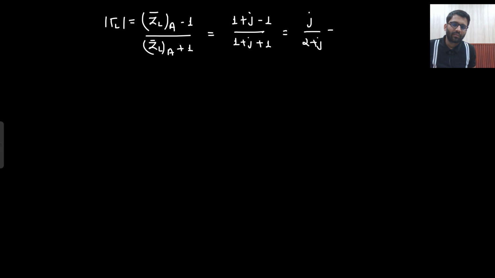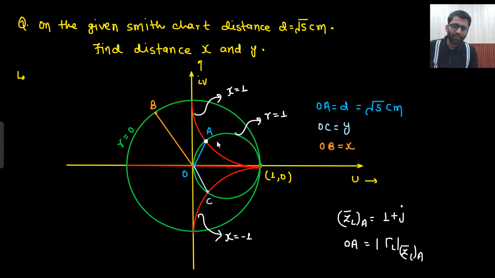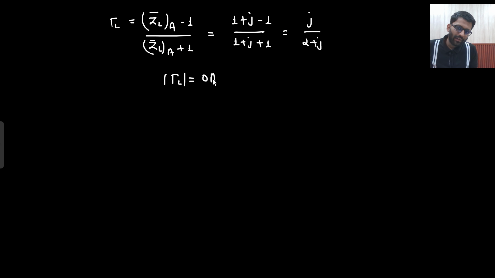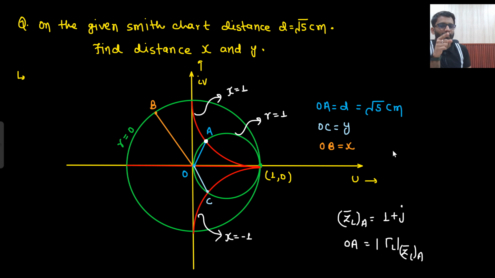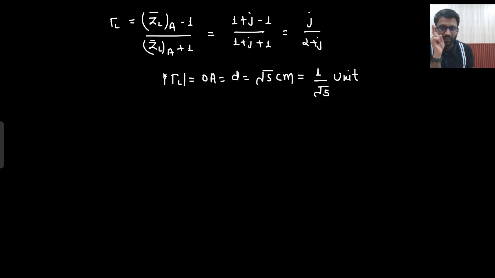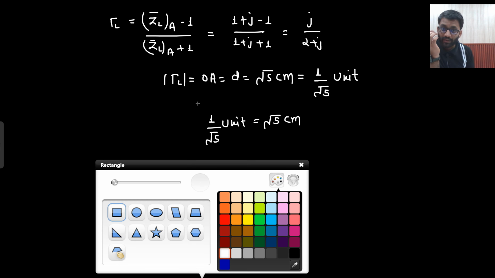This is the complete gamma L I am calculating. If I calculate only the mode of gamma L, that is equal to OA, which is equal to D, which is root 5 centimeter, and that is equal to 1 by root 5 unit. So if your reflection coefficient mode of gamma L is 1 by root 5 unit, then the distance is root 5 centimeter on the Smith chart. This you need to remember, okay, as of now.